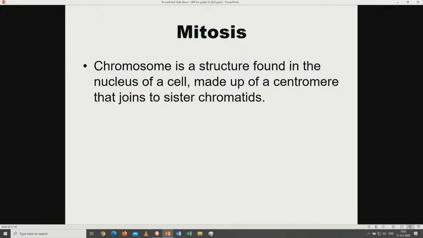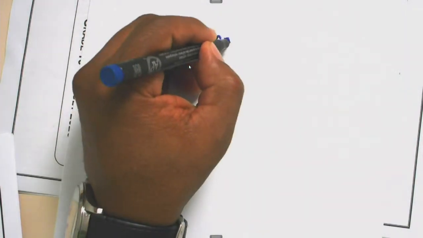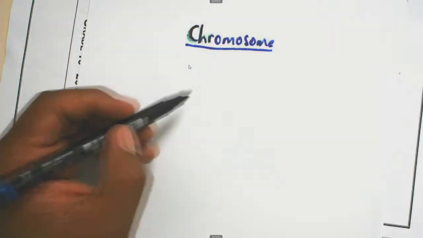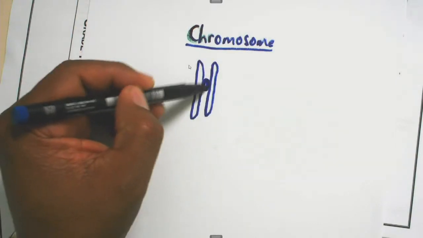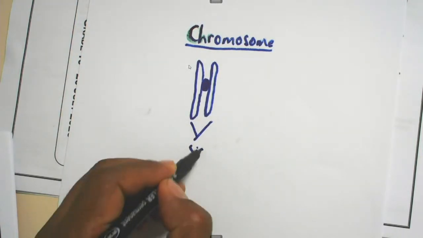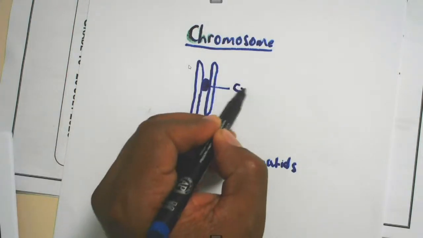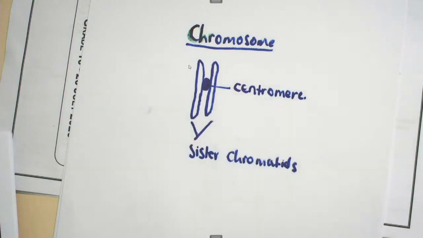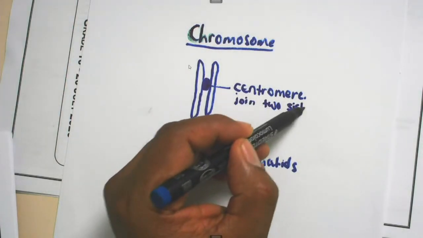Now in mitosis, a chromosome is a structure found in the nucleus of the cell made up of a centromere that joins two sister chromatids. If we draw a chromosome, it is made up of two sister chromatids which are joined together by a centromere. So the function of the centromere is to join two sister chromatids together.